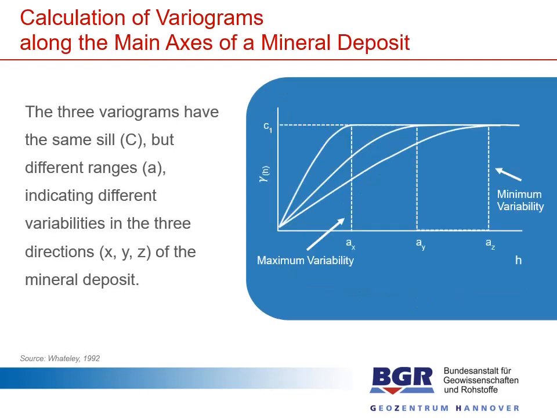In this case, you can see the calculation of a variogram along the main axis of a mineral deposit. The axes are called X, Y, and Z in all three directions. And the three variograms have the same sill, C. The height of the sill is the same, indicating different variabilities in the three directions, X, Y, and Z of the mineral deposit. That means that the spatial relation in the x-axis is far shorter compared to the spatial relation in the z-axis. So the mineral deposit will not be round or cubic, but more elongated into the z-axis in this case.